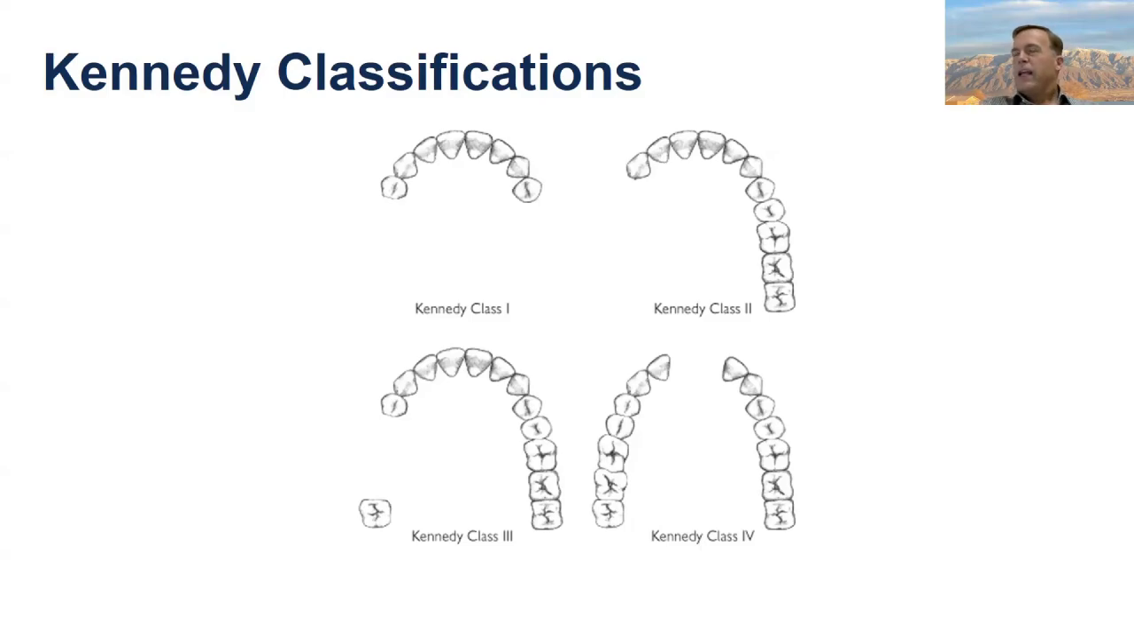So you can see them here. Kennedy class 1s are going to move. Because of the resilience of the tissue, even if we make a perfect prosthetic, you're going to see some movement. So when we're designing the prosthetic, we need to both minimize the movement and understand how to deal with it. We'll talk about that more later.